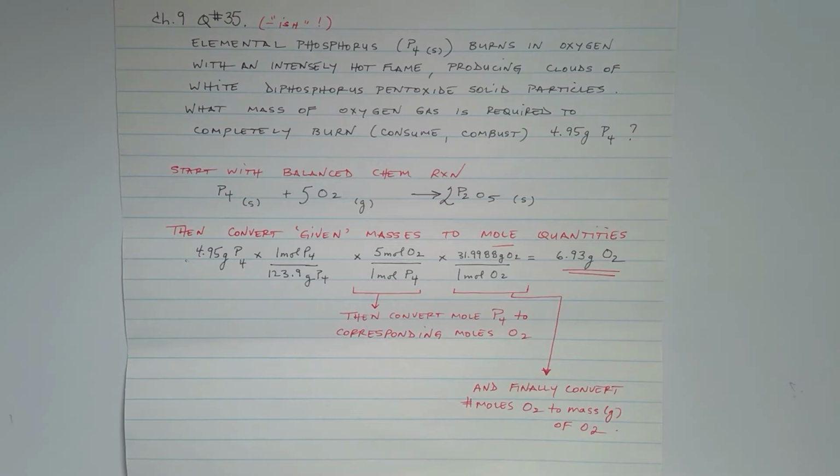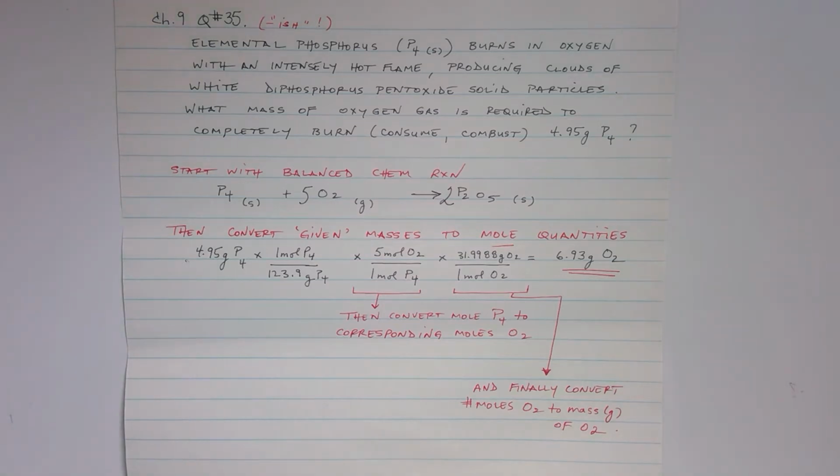So elemental phosphorus, and I would tell you on a test that that's P4, burns in oxygen. That's oxygen gas, so that would be O2 gas. It burns in oxygen with an intensely hot flame. You would recognize this as a characteristic description of combustion, producing clouds of white diphosphorus pentoxide. There is a more common name, but I would write it this way so that you could determine the formula from this molecular compound.